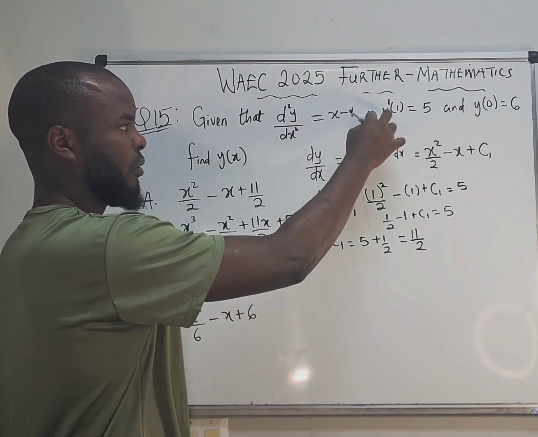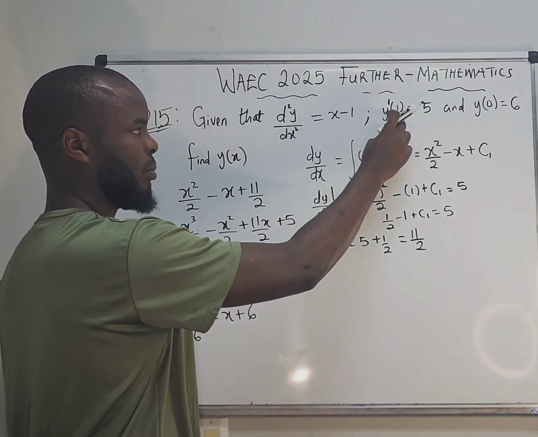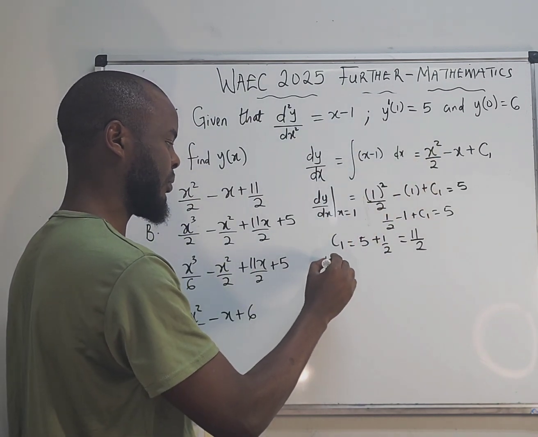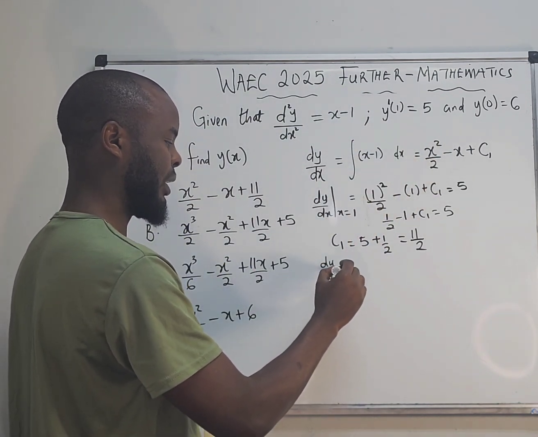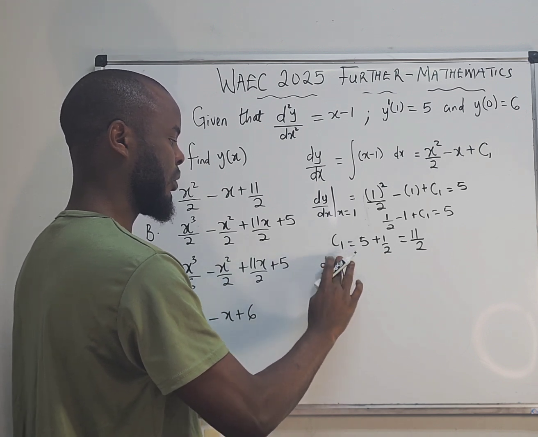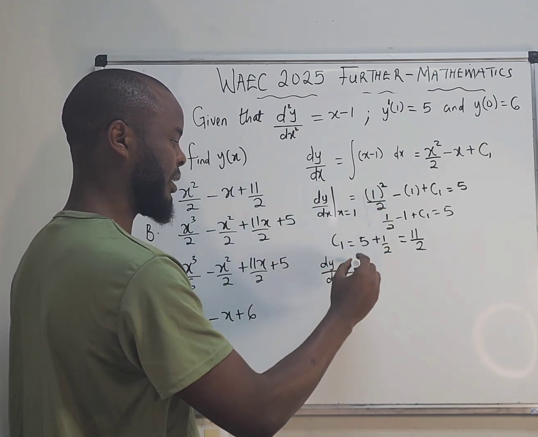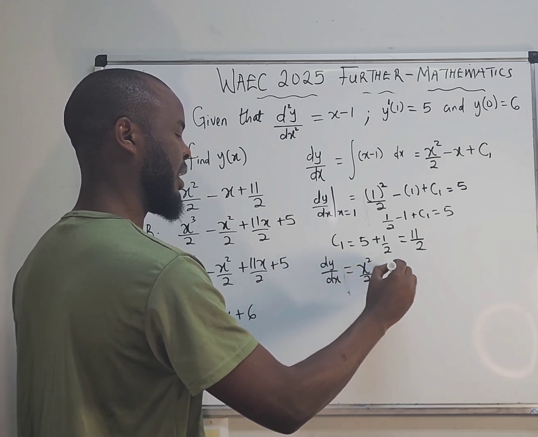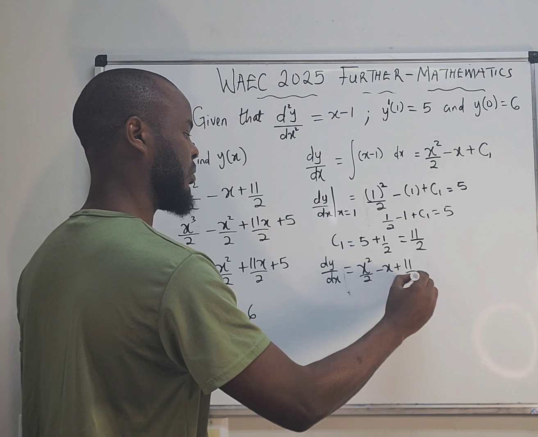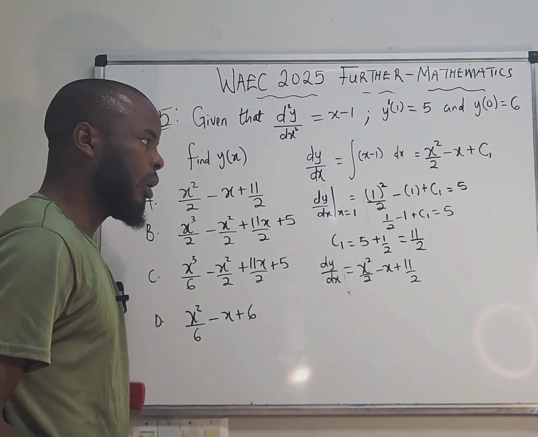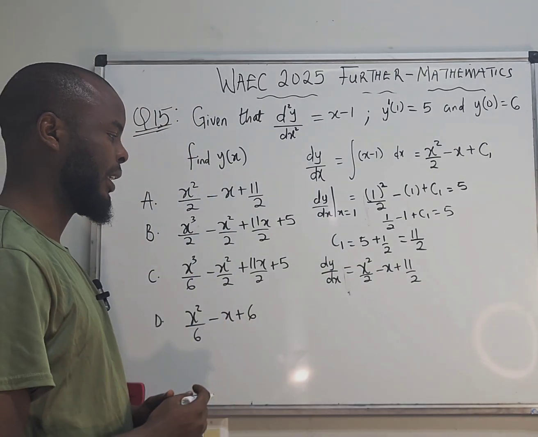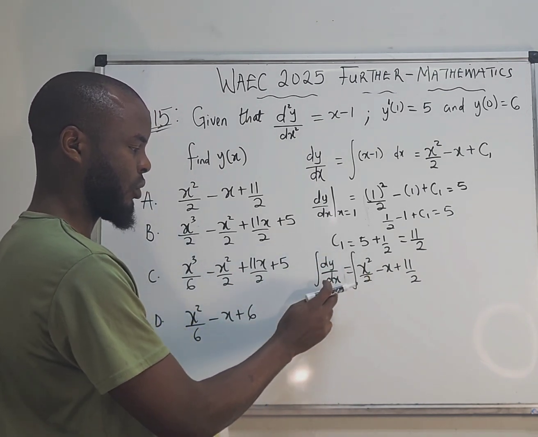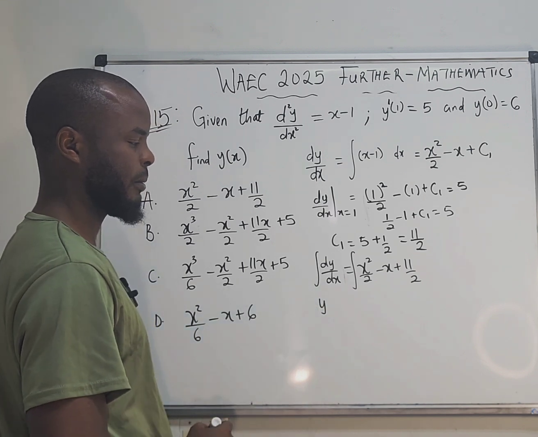So the y prime here, when you plug in, your first derivative is just going to be this equation when x equals 1. So you can rewrite this, since you've gotten the constant term, to be x squared over 2 minus x plus 11 over 2. What about for the function of y? What we have to do here is to integrate this again. So here we can have our y of x.